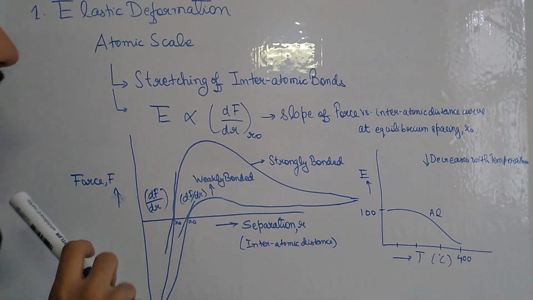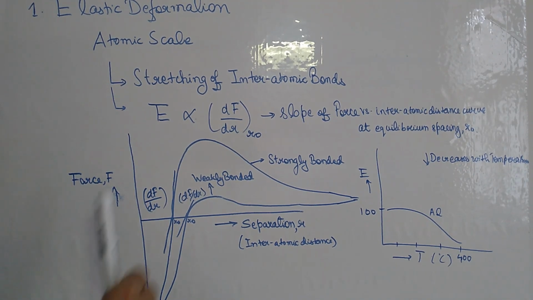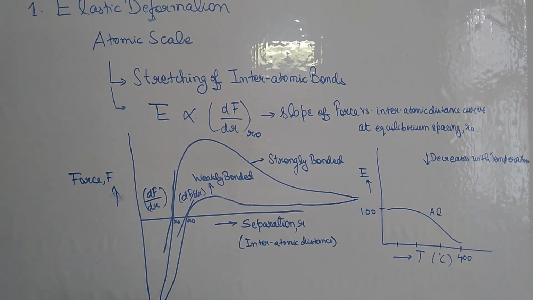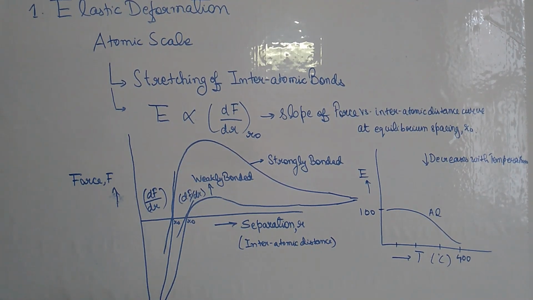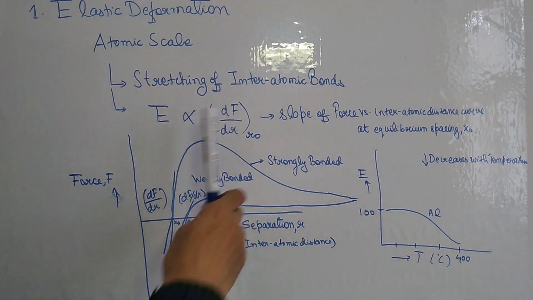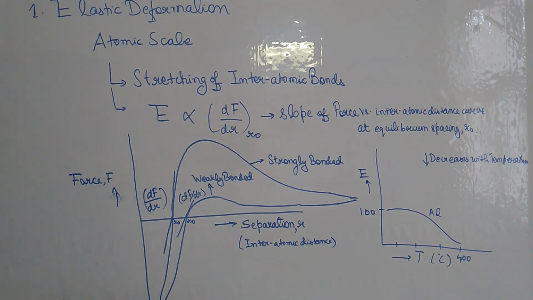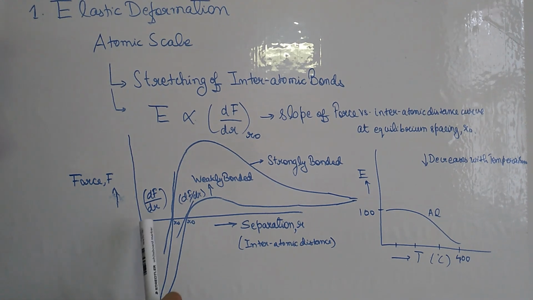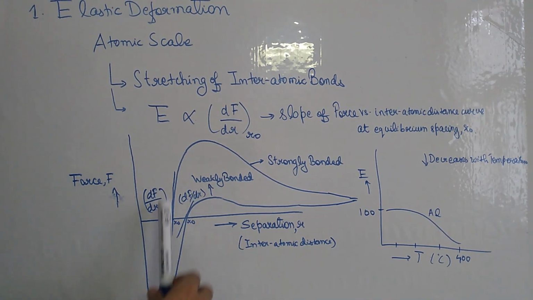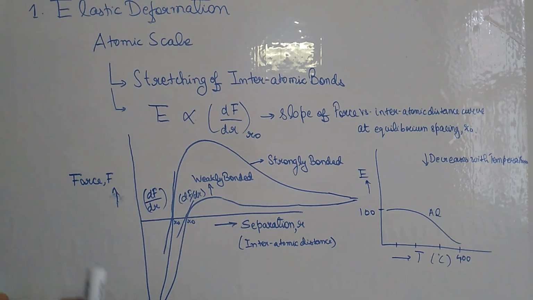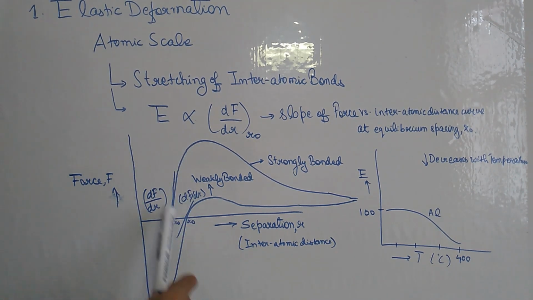If you look at elastic deformation from the atomic scale, you will find that it is nothing but the stretching of interatomic bonds. So we can also say that the elastic modulus is directly proportional to the force acting between the two atoms and the interatomic spacing between them. If we calculate this slope at the equilibrium spacing, at which the two atoms are in their stable condition, we will find that it has a higher value for more strongly bonded atoms than for weakly bonded atoms. You can see from these two curves, the upper curve is for the strongly bonded atom. This curve has a higher slope at the equilibrium spacing than the one for the weakly bonded atom.